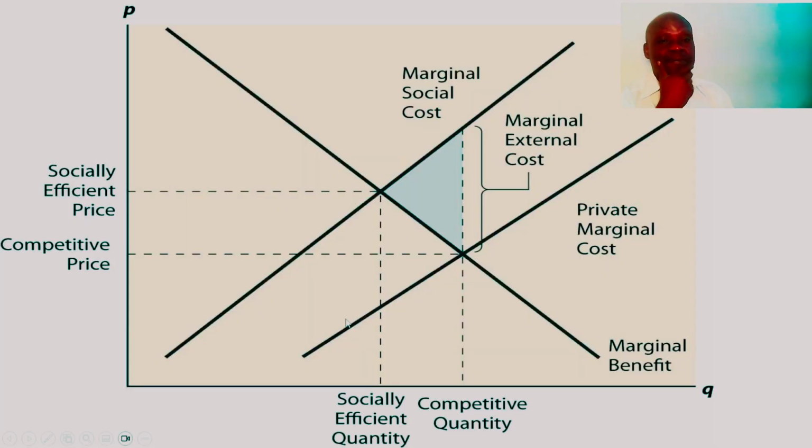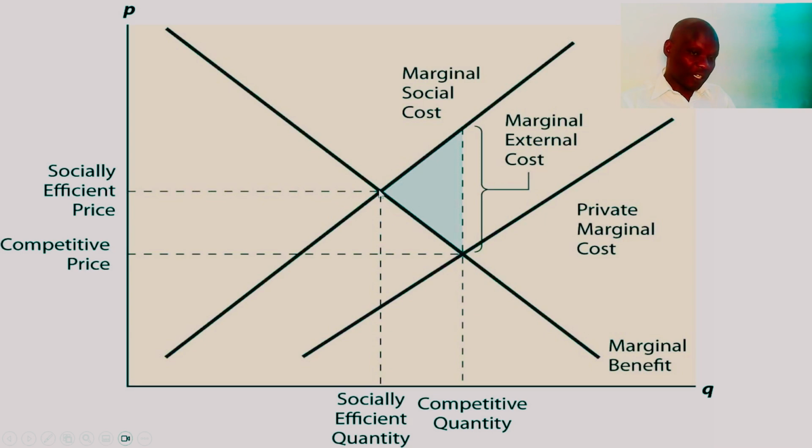Now, this is the diagram that represents what I was referring to. We see that here we have the socially efficient price. In other words, at this point there is an intersection of the marginal social cost curve, which is this, and the marginal benefit curve, which is this. At the point where the marginal social cost curve intersects with the marginal benefit curve, we say that is the socially efficient price, and the socially efficient quantity is defined.